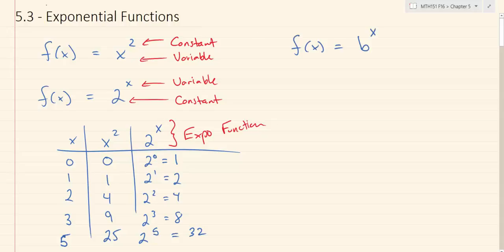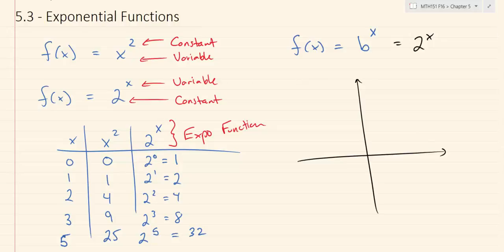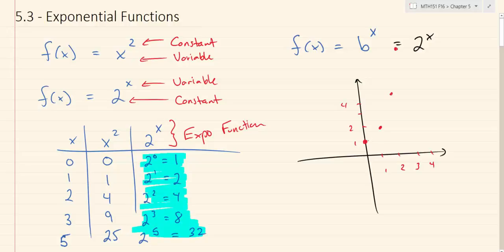If we look at the example that we just wrote, 2 to the x power, and if we were to graph this using the table of data that we generated over here. So let's look at this table of data, and let's plot some points. As you move to the right, you get a shape that looks kind of like this. What happens if we move to the left?